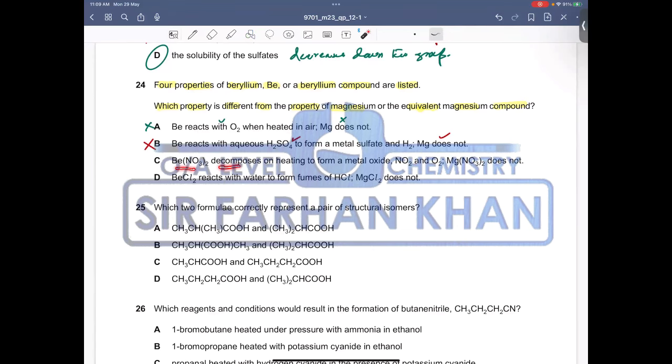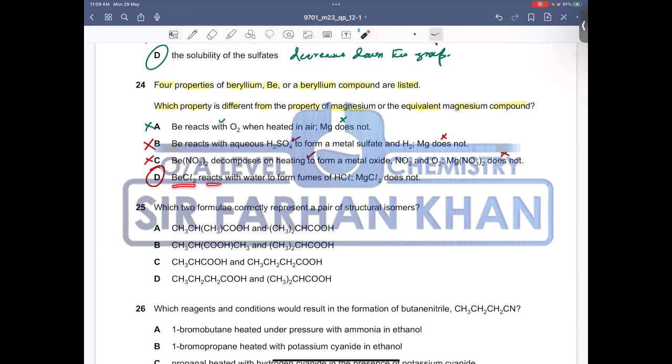Beryllium nitrate decomposes on heating to form metal oxide, nitrogen dioxide, and oxygen. That's right. Magnesium nitrate does not. But magnesium nitrate can also decompose into magnesium oxide, nitrogen dioxide, and oxygen gas, which means this is not correct. It is also incorrect. The right answer is going to be D. That's the only option left.